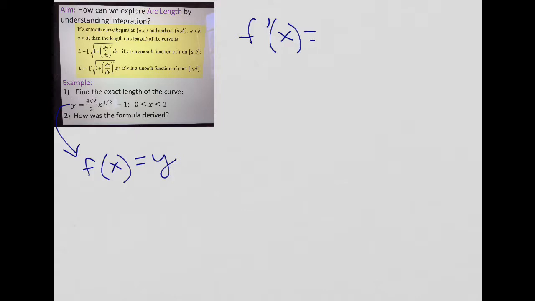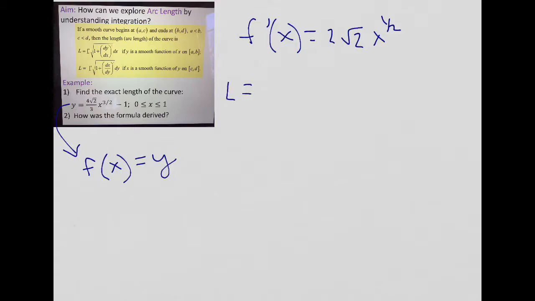So going back to some older stuff here. And it's going to simplify to be 2 radical 2 x to the 1/2 power. Okay, all by itself. The derivative of -1 is 0. So now we have f prime of x. So what would be the exact length?